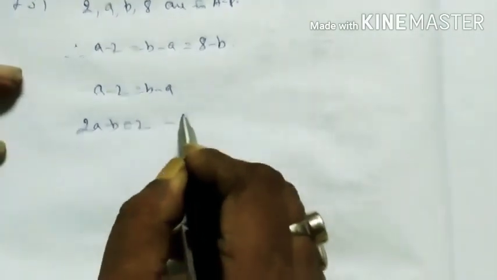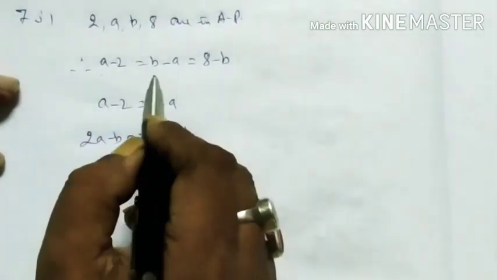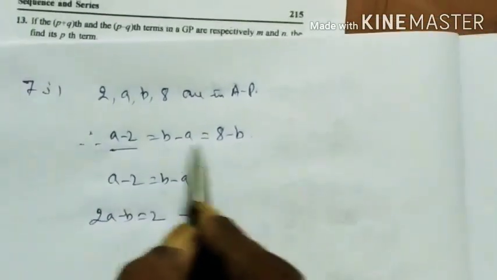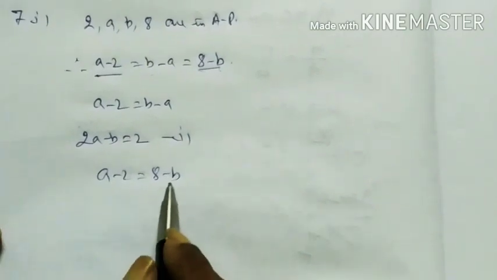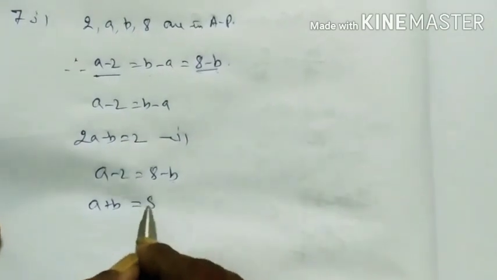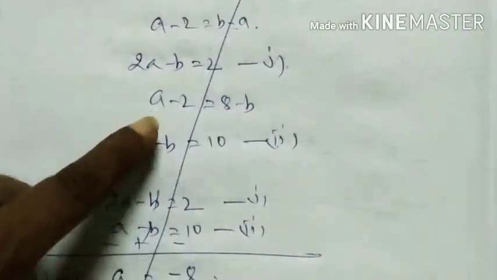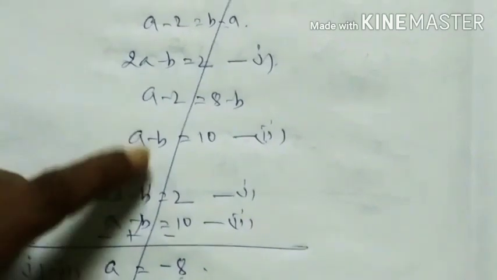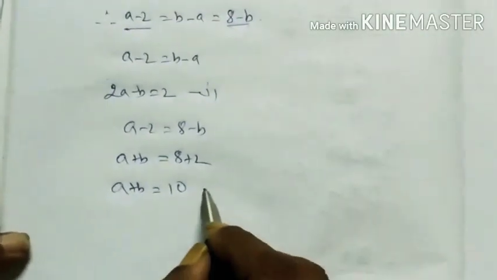This is equation 1. Again, let me take this and this. So a minus 2 is equal to 8 minus b. So here it is a plus b. 8 plus 2, a plus b is equal to 10. Let me show you, earlier I made a mistake, that is minus b here. When it comes here, it will be plus. So this must be a plus b. Instead of a plus b, I had written a minus b, so the answer came wrong. So this is a plus b is equal to 10. This is equation 2.